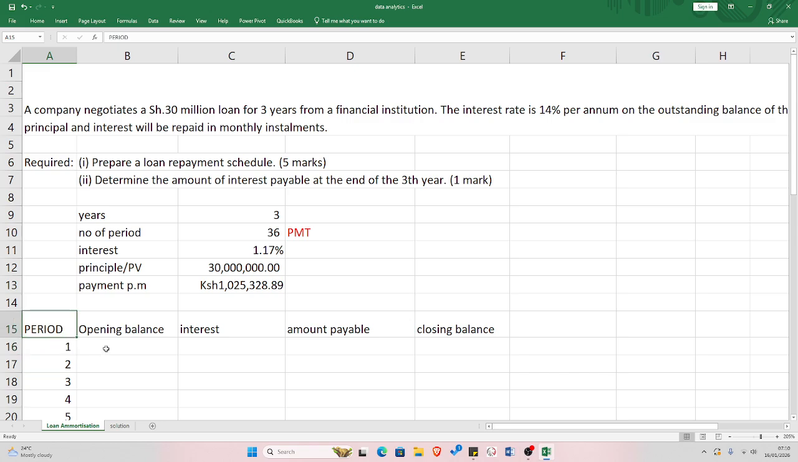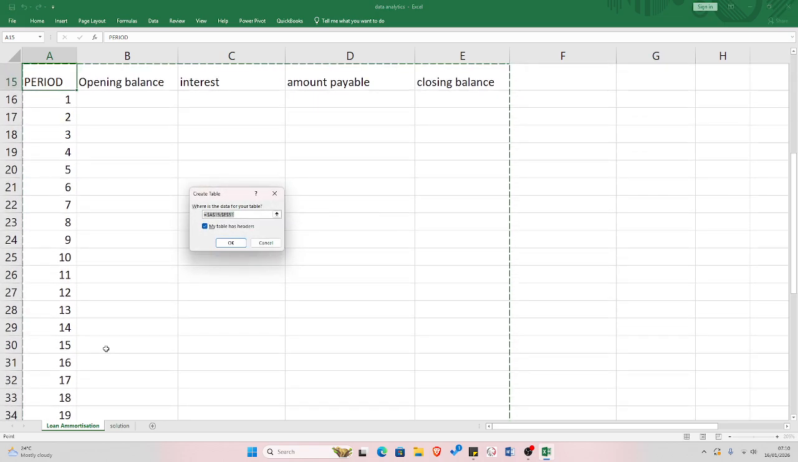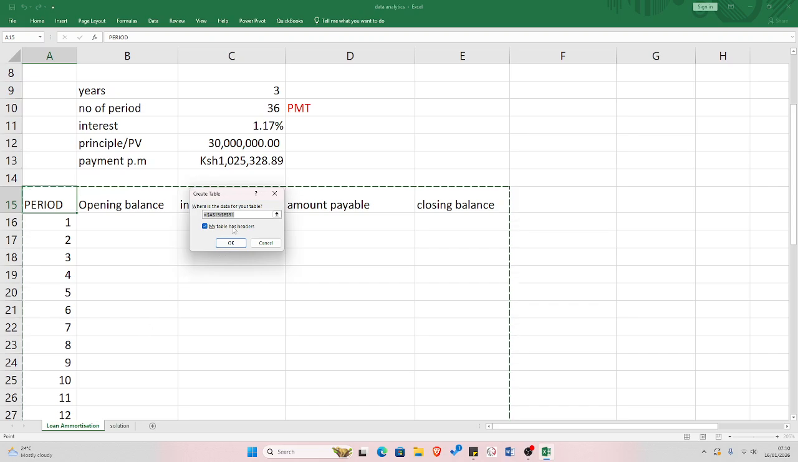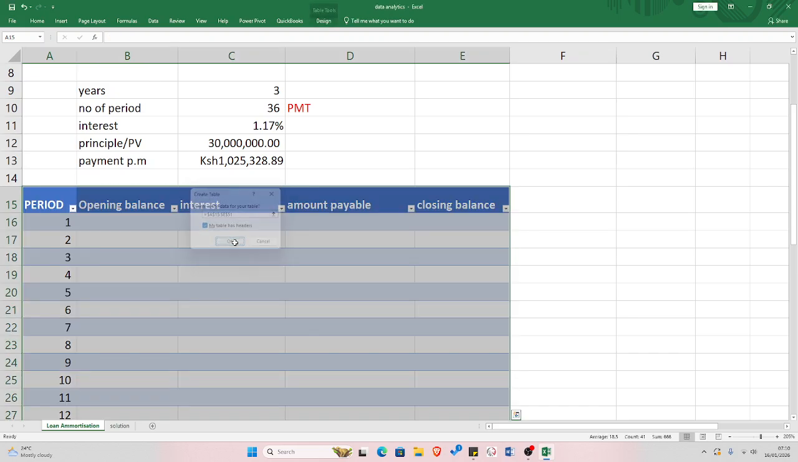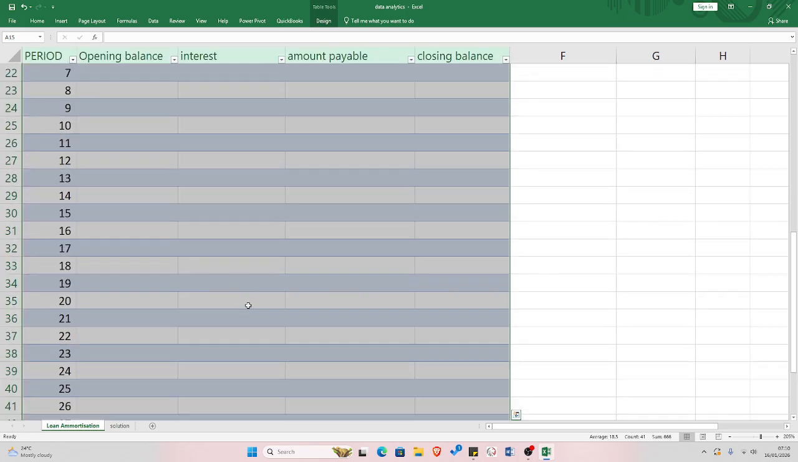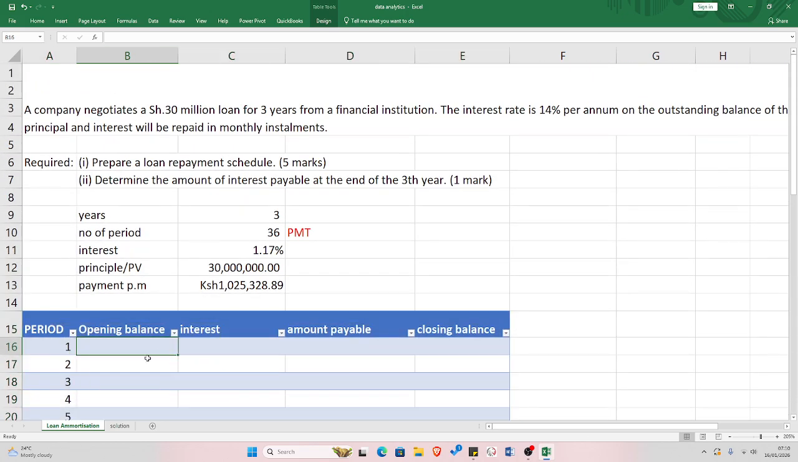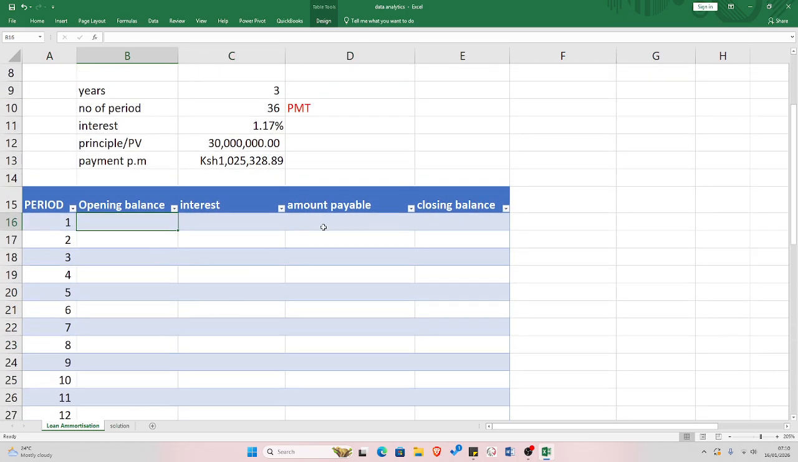And because I also want this thing in a table, I'll put the cursor on the first cell and press Control T. It will highlight, and it will tell me my table has headers. Yes. So it has now brought me this table. It now looks more beautiful than what we have. We know the opening balance of the loan is that amount.